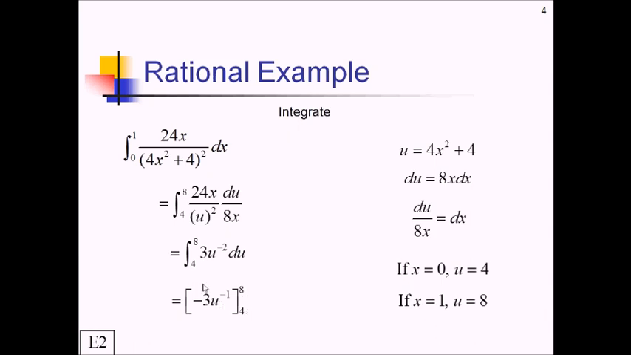So now I've got negative 3. And inside I've got, this is 8 to the negative 1, which is 1/8, minus 4 to the negative 1, or 1/4. Well, this is essentially 1/8 minus 2/8, so that's negative 1/8 times negative 3, which comes out to 3/8.